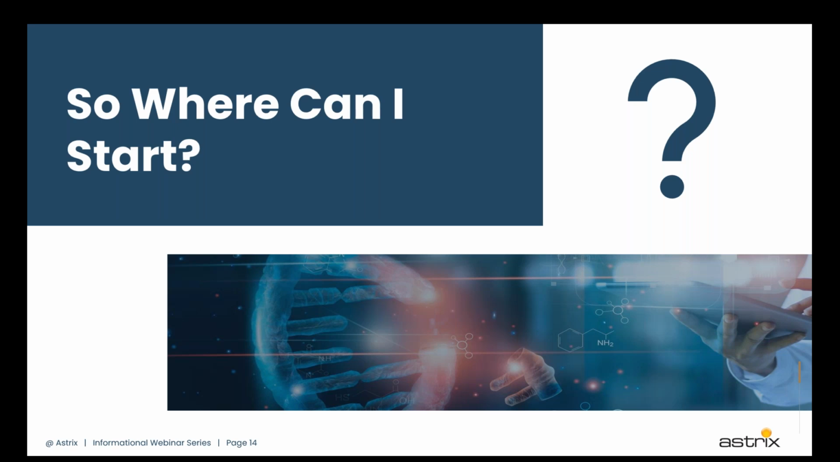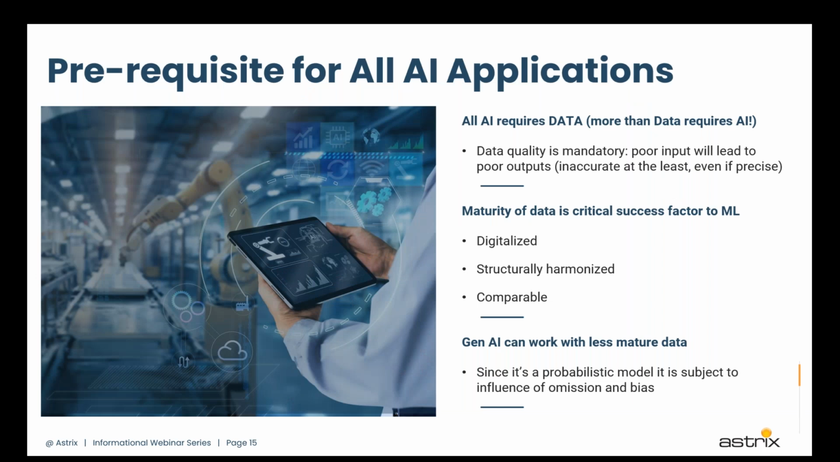The $64,000 question here: where do I start? I know where I want to be. I kind of know where I am. I'm definitely not where I want to be. How do I actually get off the ground?